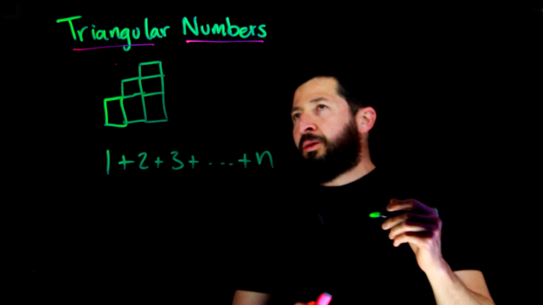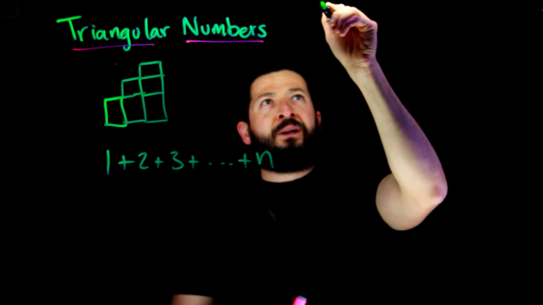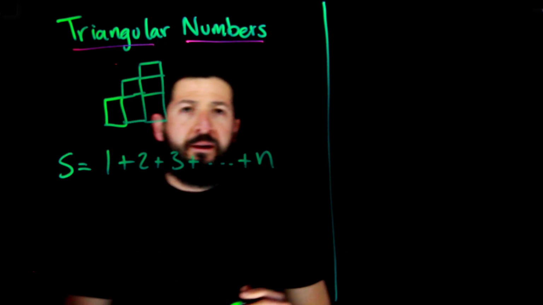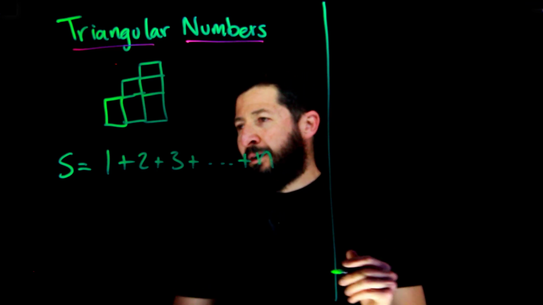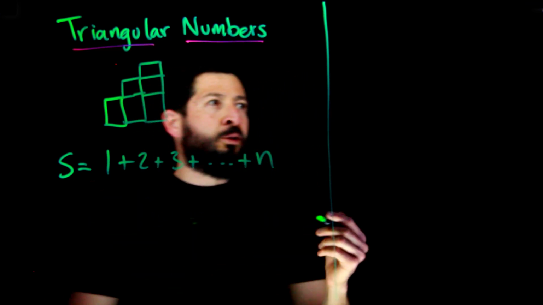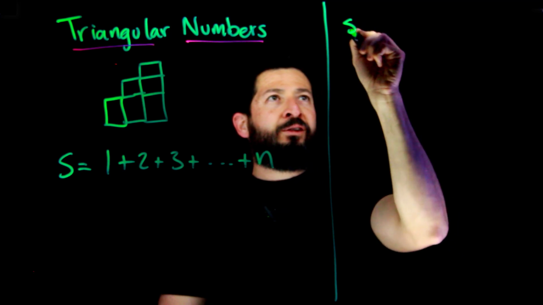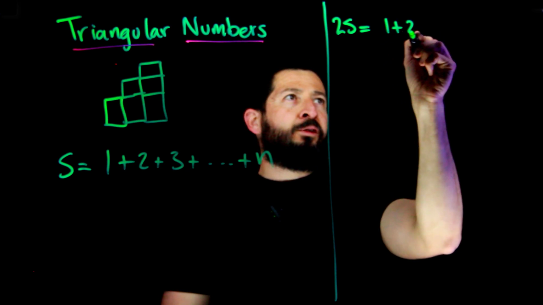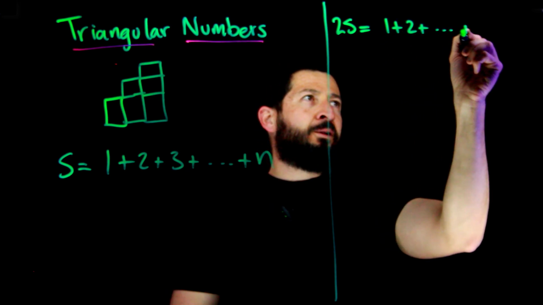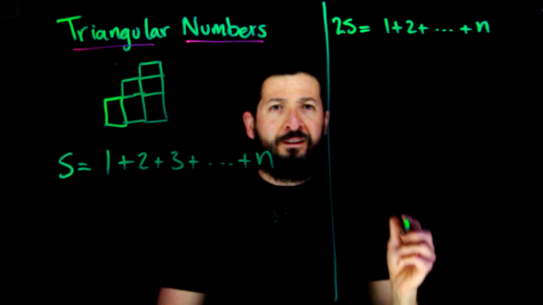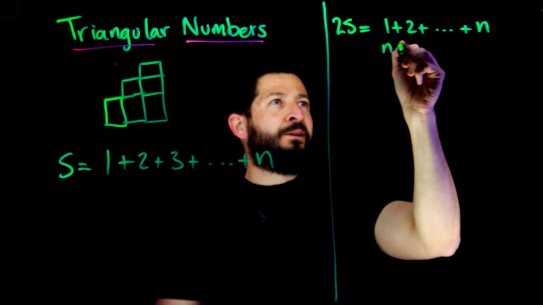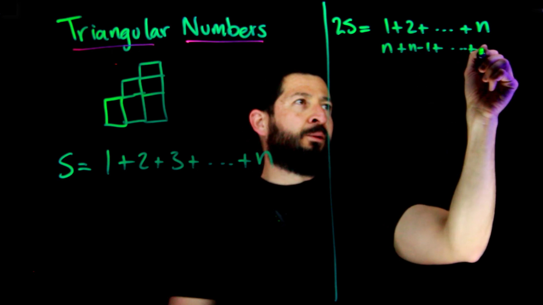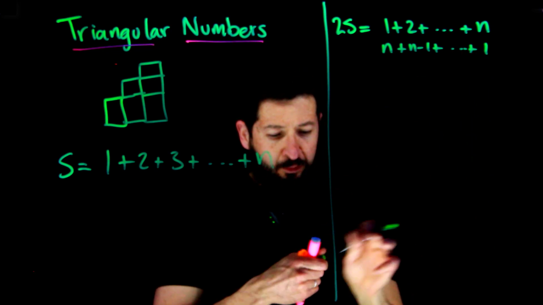Alright, and so, well, there are different ways we can determine what that sum that we can call s would be. And we're going to do one that is fun, in my opinion. And we're going to think about adding two s's. So I'm going to write s plus s is going to be 2s. And I'm going to write it in this form. 1 plus 2 plus all the way out to n. That's 1s. And then I'm going to add n plus n minus 1 plus all the way down to 1. So I just add them in opposite order.